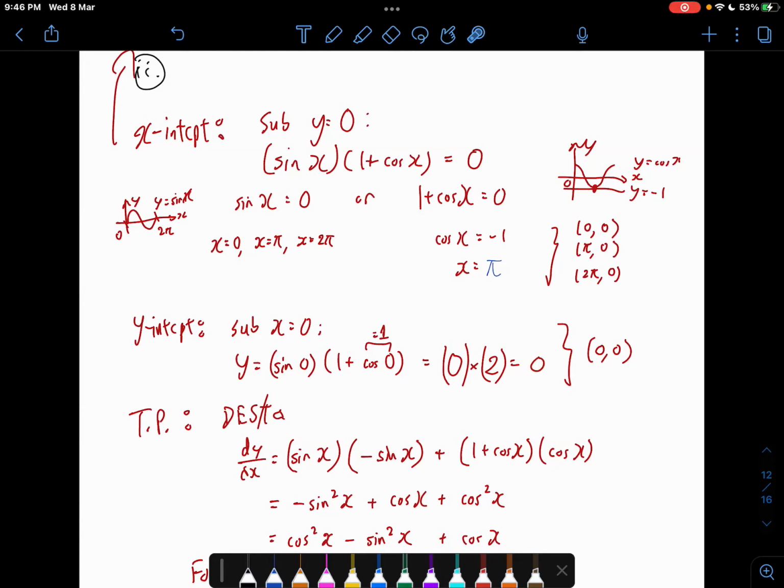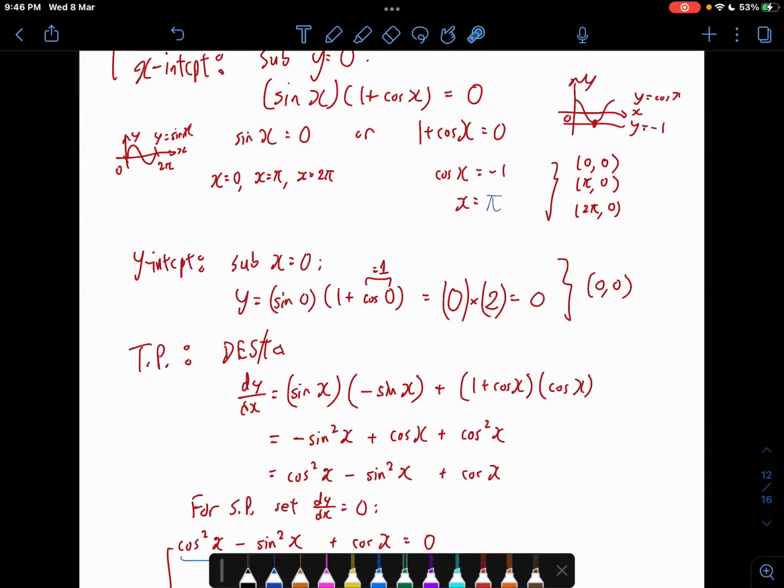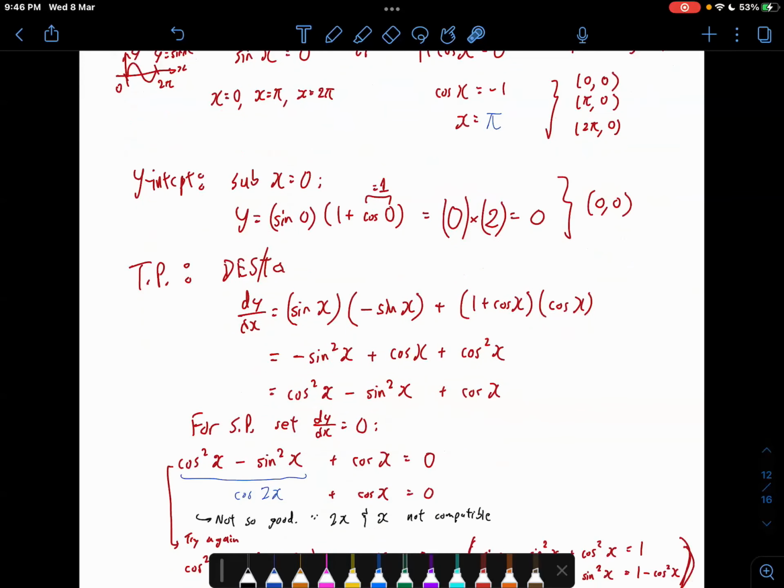Good. Next one, turning points. Differentiate, set equal to 0, solve for x. Substitute, get the y, draw a table, first derivative test. I'm sure you know the procedure by now. So just go through it.